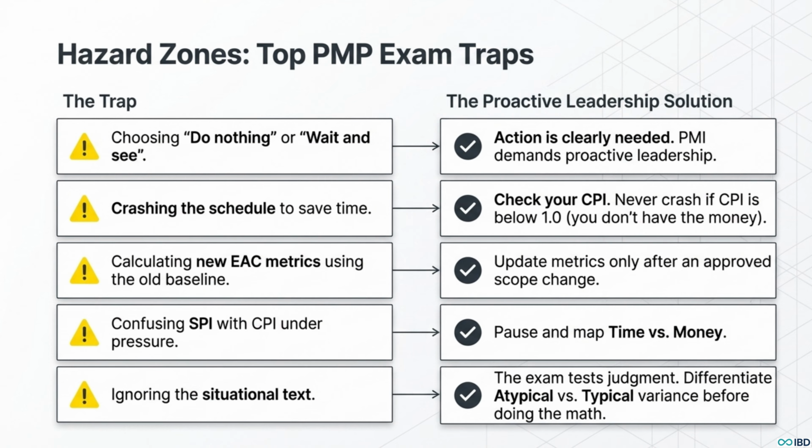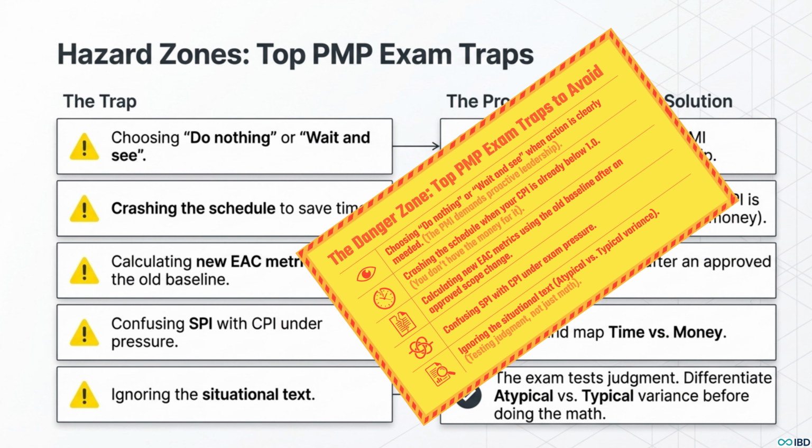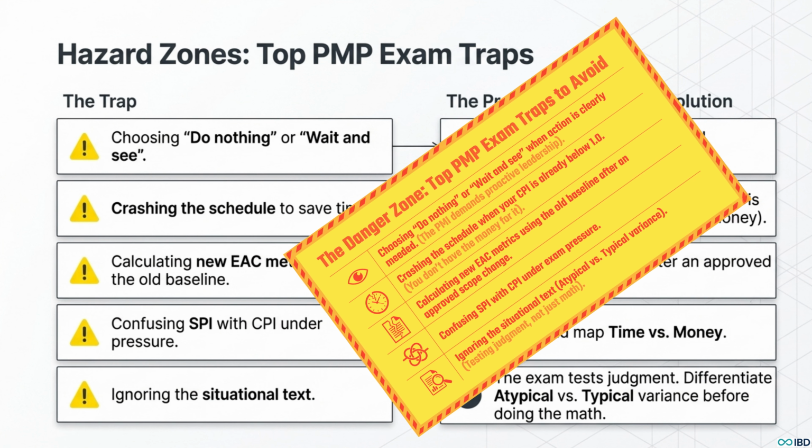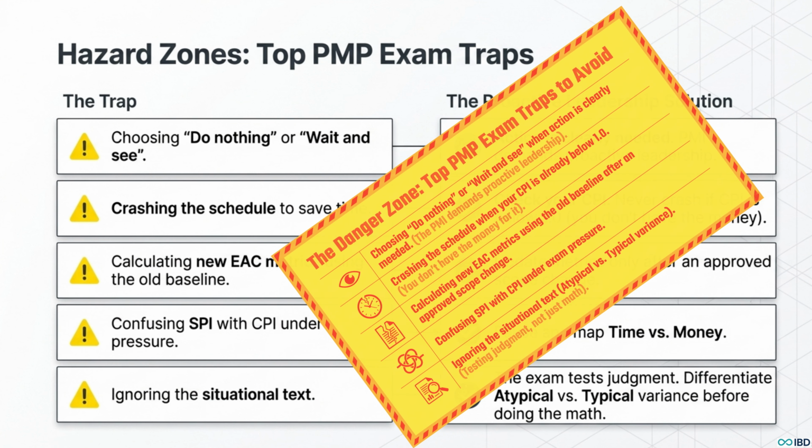Here's another classic that trips up so many people. An answer that says "crash the schedule" when your CPI is already tanking. Think about it. How can you crash, which means spending more money, when you're already over budget? The proactive leadership solution is to check your CPI first. It's a perfect example of what they're looking for. You analyze the data and then you act with good judgment.